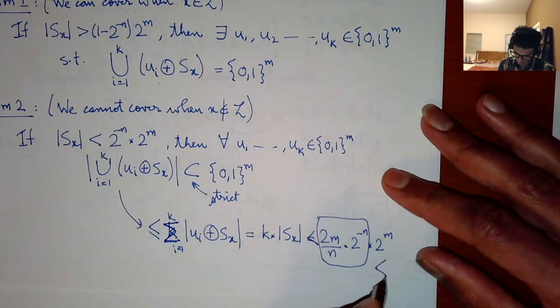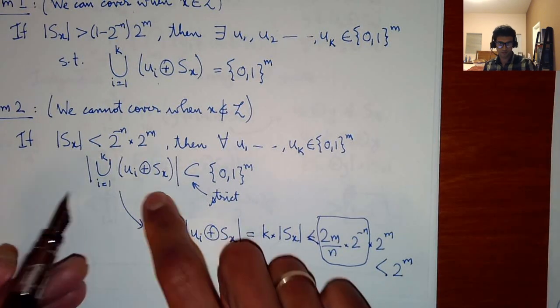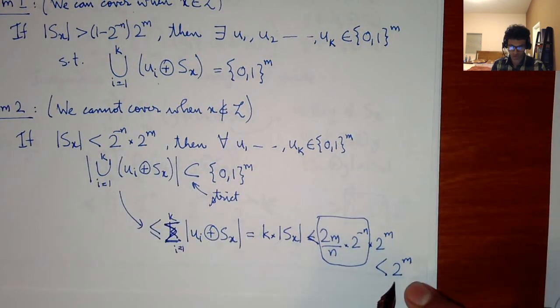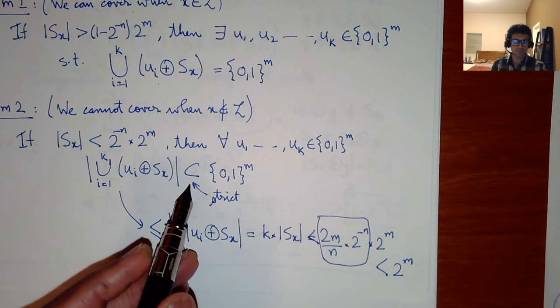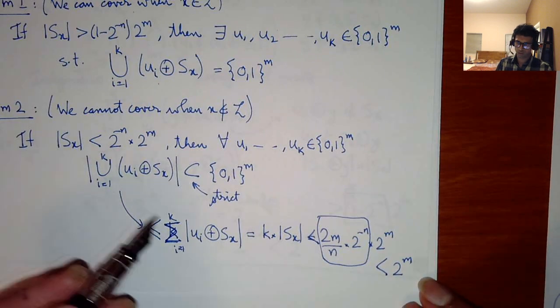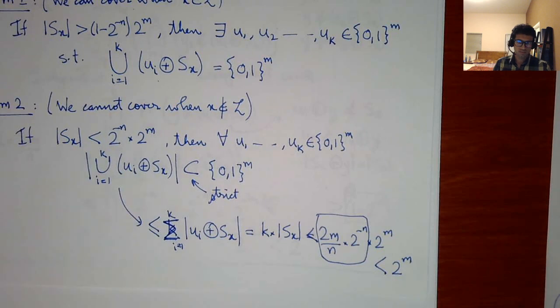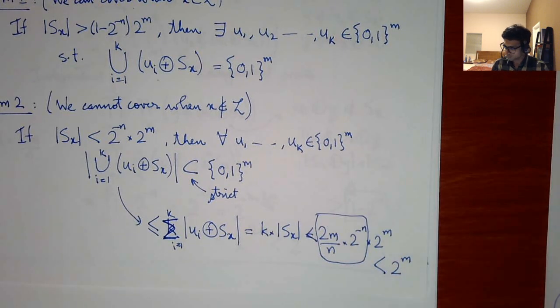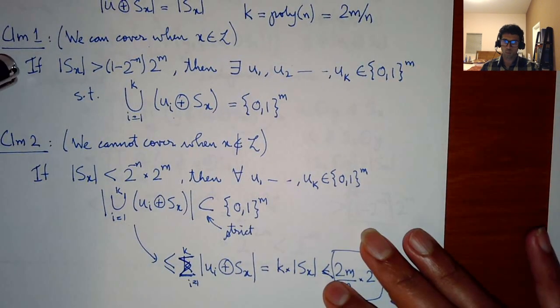So this is strictly smaller than 2 to the m, which means that the union of all the shifts, the total size of that, is strictly smaller than 2 to the m. So obviously it's a strict subset of all strings of length m. So the proof of claim 2 is just this piece of math, where you just track the size. It's also a union bound, really, but you can write it out non-probabilistically, just in terms of the sizes of the sets. And so these arguments prove claims 1 and 2.